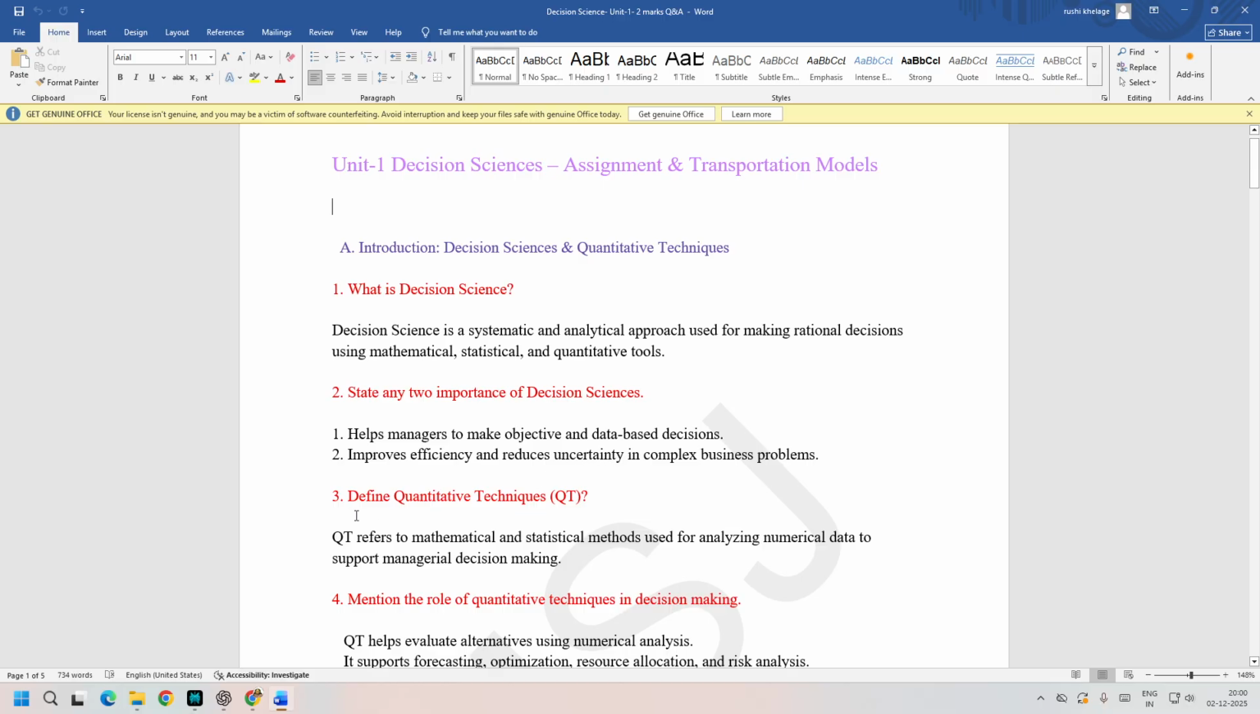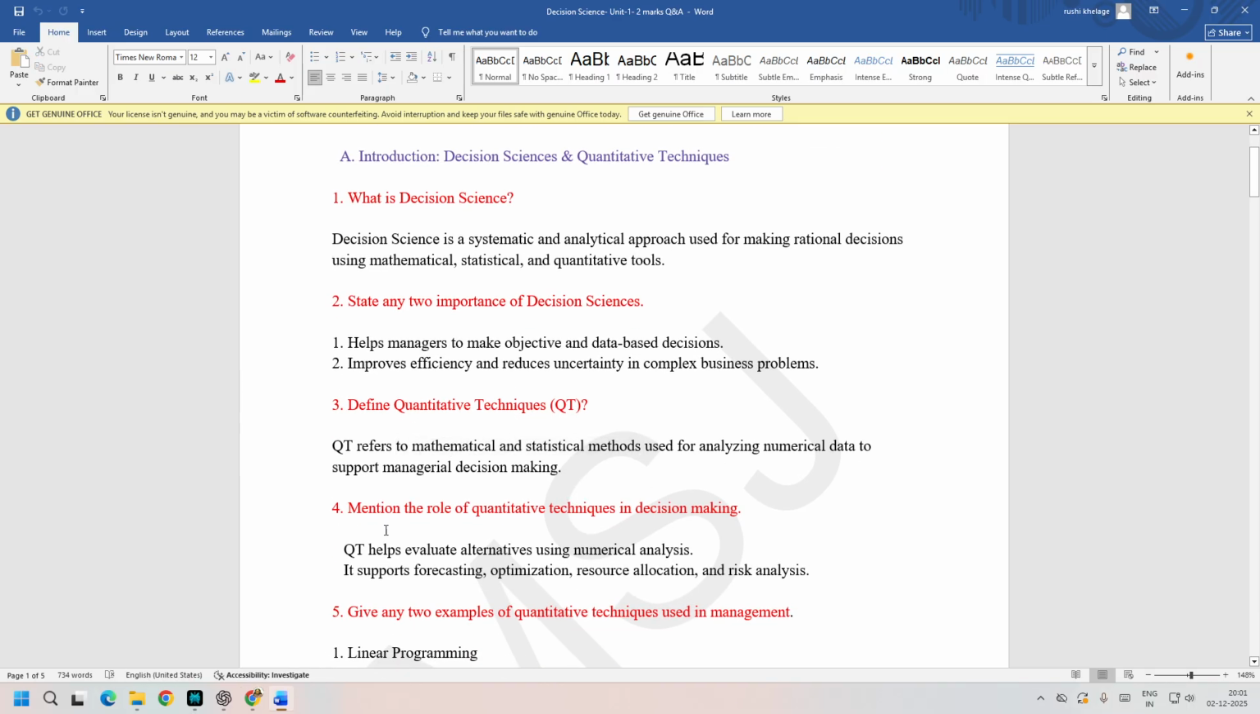Question number 3. Define quantitative techniques. What are quantitative techniques? Quantitative technique refers to mathematical and statistical methods, because it is working with quantities, and that's why it refers to the mathematical and statistical methods used for analyzing numerical data to support managerial decisions. Again, it is also for supporting managerial decisions.